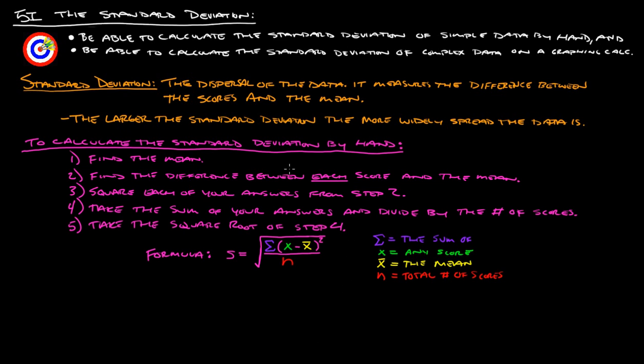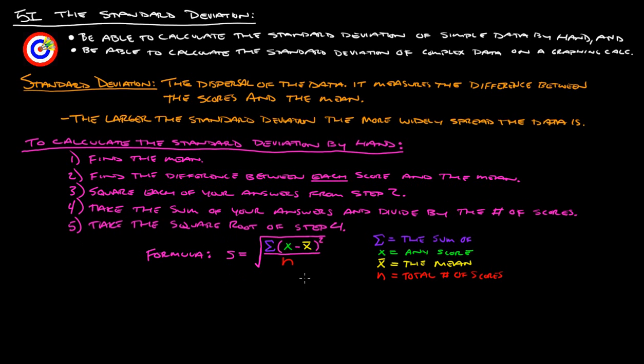So to be able to calculate the standard deviation by hand, you have all of these lovely steps. And then it's all represented by this formula right here. But the first thing you do is you find the mean, and then you find the difference between each score and the mean. I'll show you how to do all this here in a second. Square each of your answers from step 2. Take the sum of all your answers from step 3, and divide by the total number of scores. And then the last step is to take the square root of step 4 right here.